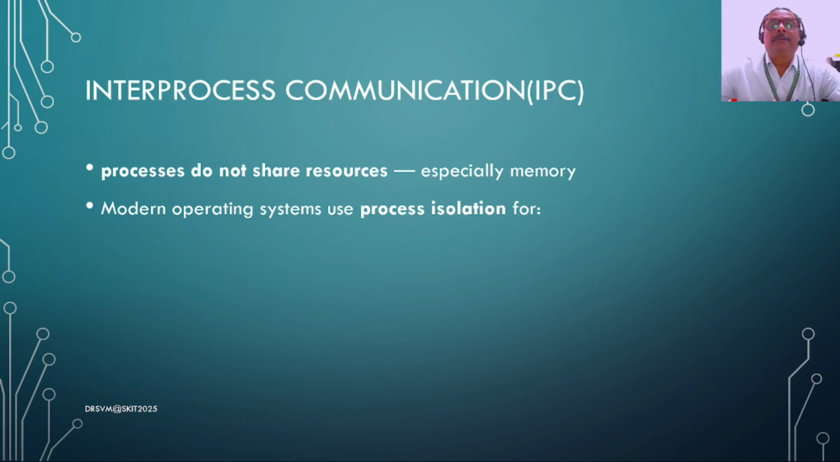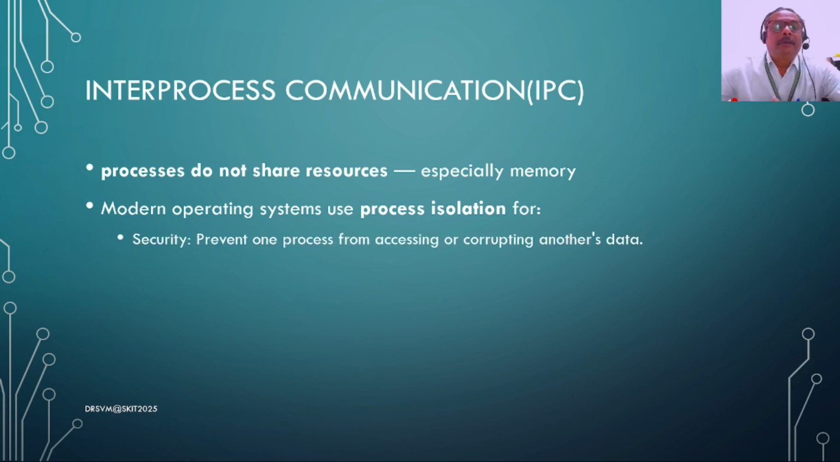The modern operating systems use this process isolation. So why do we require process isolation? There are three reasons for that. One is security. This will prevent one process from accessing or corrupting another process's data. Maybe knowingly, maybe unknowingly, maybe accidentally, or maybe intentionally, one process may try to overwrite another process's data, information, or code. Anything can happen, and that's going to corrupt another process, and we don't want that to happen, and hence we will not allow one process to peep into another process. So they are strictly isolated.